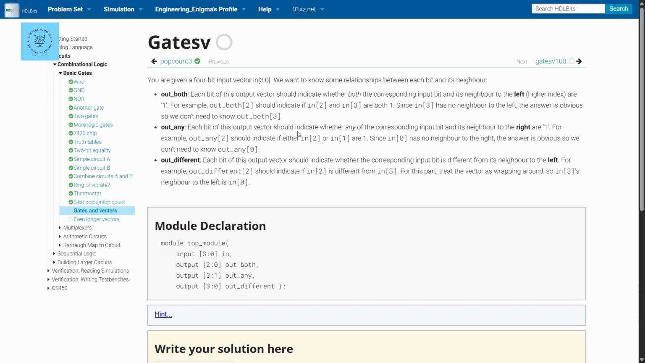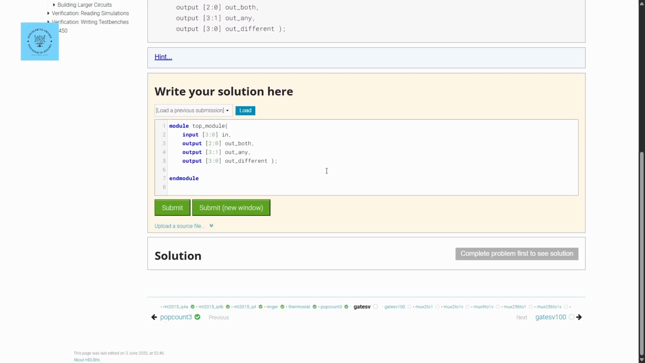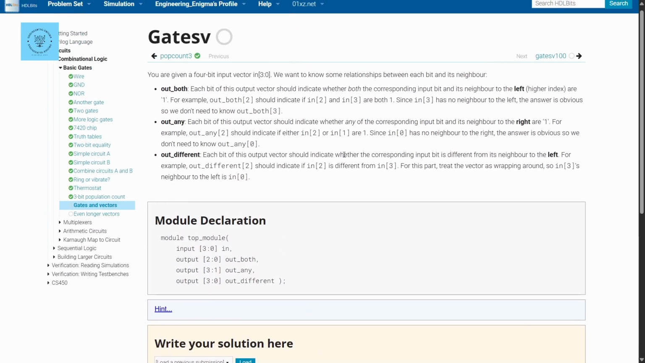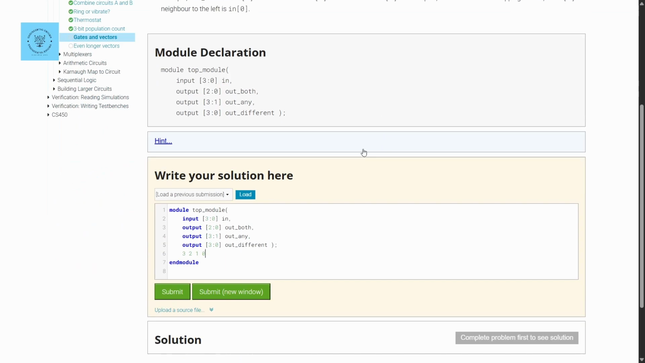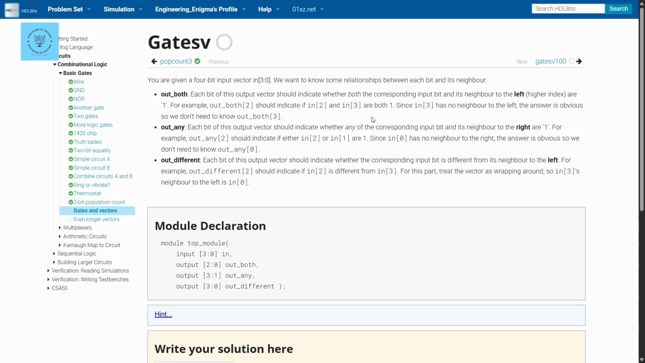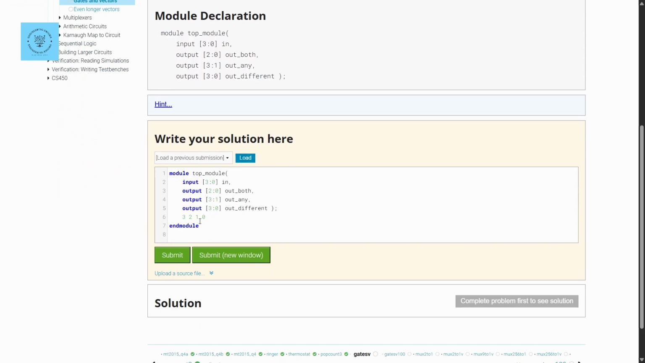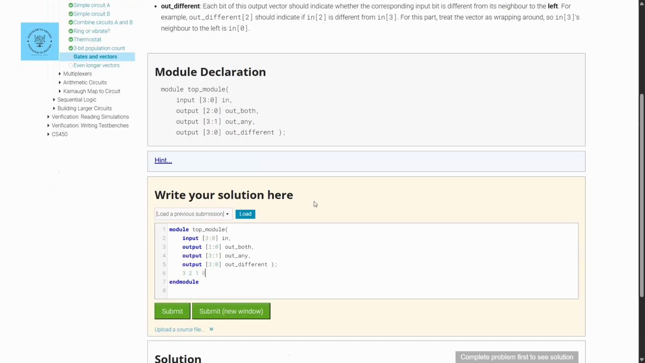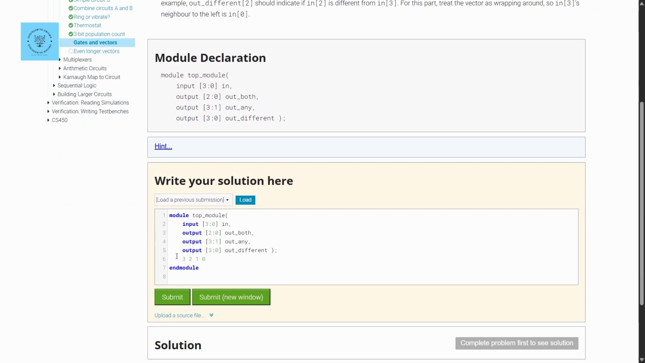First of all, the number system is like this: 3, 2, 1, 0. So this is our input vector. Here they have told us to find the relationship with the left neighbor. For the relationship of bits 0 and 1, if both are ones, then out_both should be 1. Similarly for the other pairs, and for the last bit, out_both[3], there is no neighbor to the left, so it is ignored.